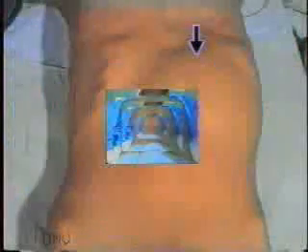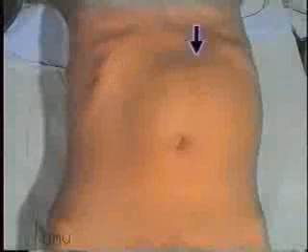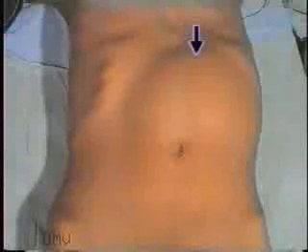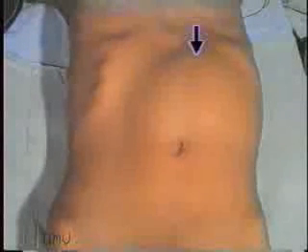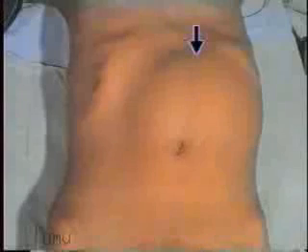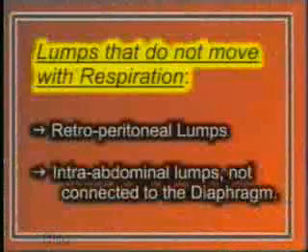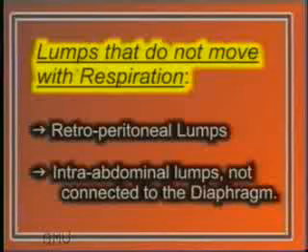If there is a visible lump, particularly if it is in the upper abdomen, observe carefully whether it moves up and down with each respiration. Note the movement of this lump with respiration. Now this is a liver with multiple nodules. Note the movement with respiration. The lumps connected to the diaphragm, that is, from liver, gallbladder, spleen and stomach, move very well with respiration. Renal lumps move slightly, while retroperitoneal lumps and intra-abdominal lumps not connected to the diaphragm do not move with respiration.